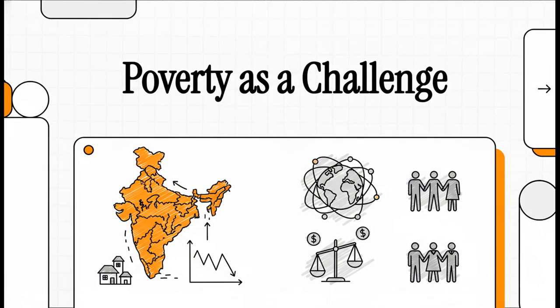Hello, students. Welcome. Today, we're going to explore a very important topic from your economics chapter. We'll be looking at the trends and disparities in poverty, not just in India, but across the world. You see, the first step in solving a problem is to understand it. We have to measure poverty so that we can track it over time and see if things are getting better. So let's begin and see what the data shows us.